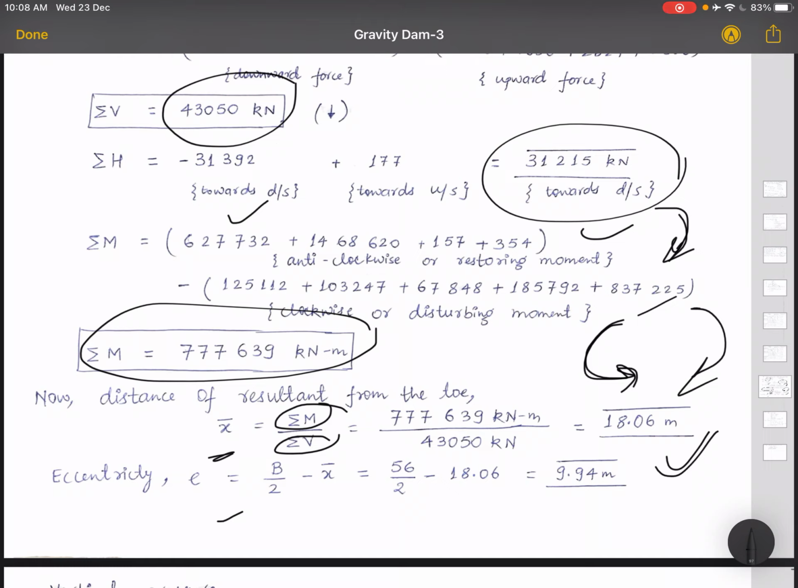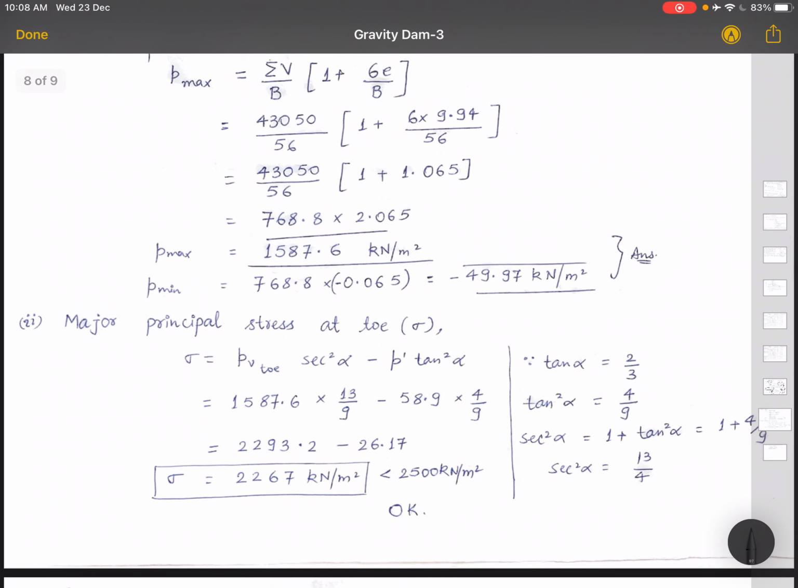We have to check how much distance the resultant is from the midpoint of the width of the dam. So B by 2 is the midpoint. You have to subtract this value. So you will get 9.94 meter. Clear? Now you have got this value.